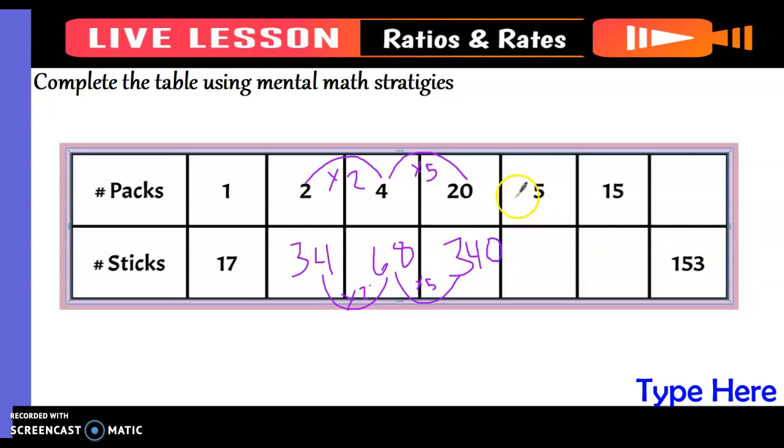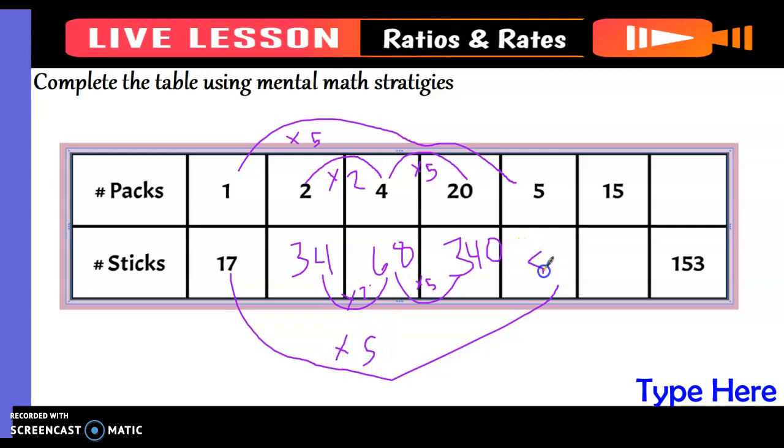So what if I have something weird like 5? Well, I need to look within the ratio table and find out which of these numbers 5 has a relationship with. I see 5 may have a relationship with 1 and 5 has a relationship with 20. I know that I can multiply 1 times 5 to get 5. So therefore, if I want to know how many sticks come in 5 packs, I'm going to multiply 17 times 5. 17 times 5 gives you 85.